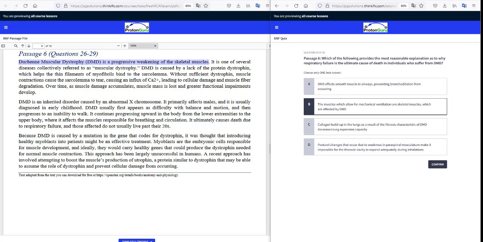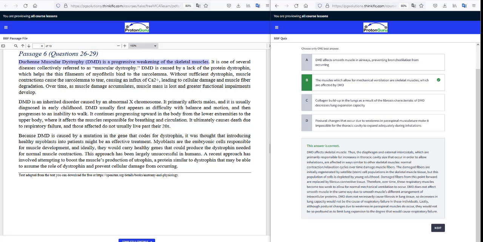Nothing in the passage or our previous knowledge would suggest that DMD necessarily causes fibrosis in lung tissue, so a decrease in lung capacity would not necessarily be the cause of respiratory failure. Finally, although we would expect some postural changes due to weakness in the paraspinal muscles, they would not be so profound as to limit lung expansion when you have direct influence on the diaphragm, etc., with the skeletal muscle weakness we talked about in choice B.